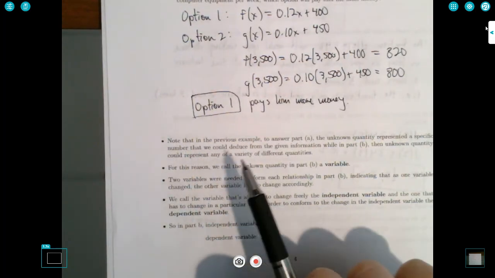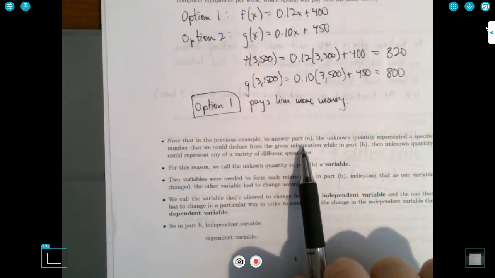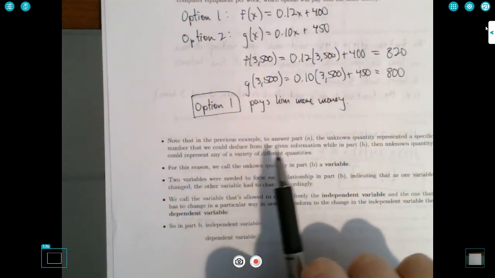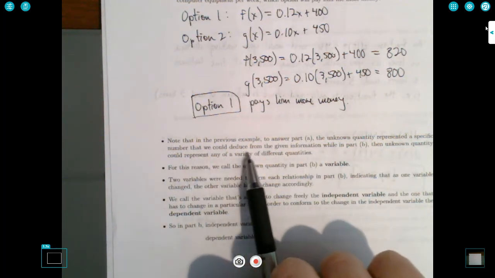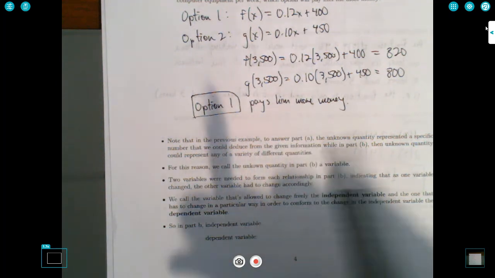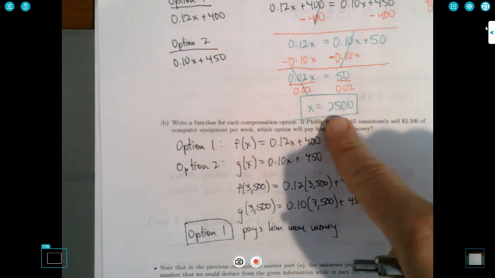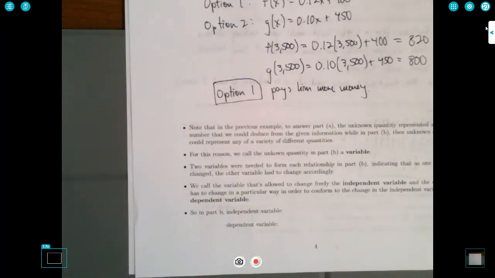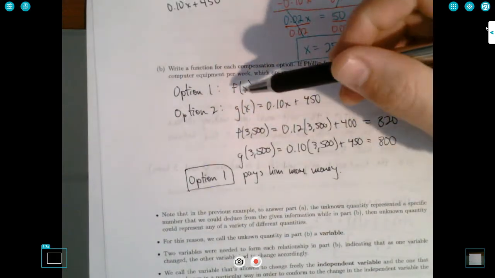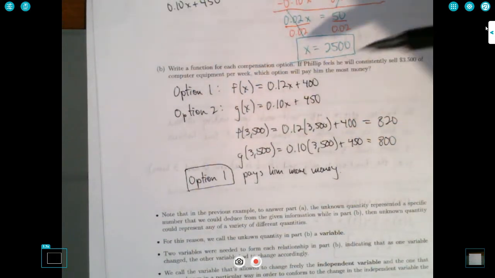Okay, so note that in the previous example, to answer part A, the unknown quantity represented a specific number that we could deduce from the given information, right? X represented the break-even point, right? So it was X represented one specific number, okay? On the other hand, in part B, the unknown quantity could represent any of a variety of different quantities, right? We could plug in any number we want to this function. So X represents a whole bunch of different numbers in part B.